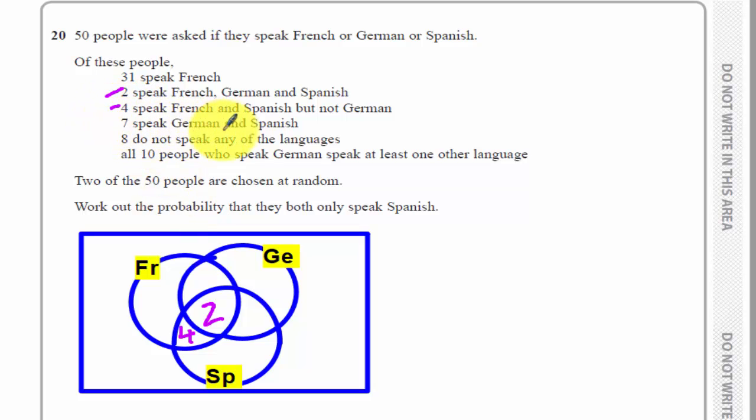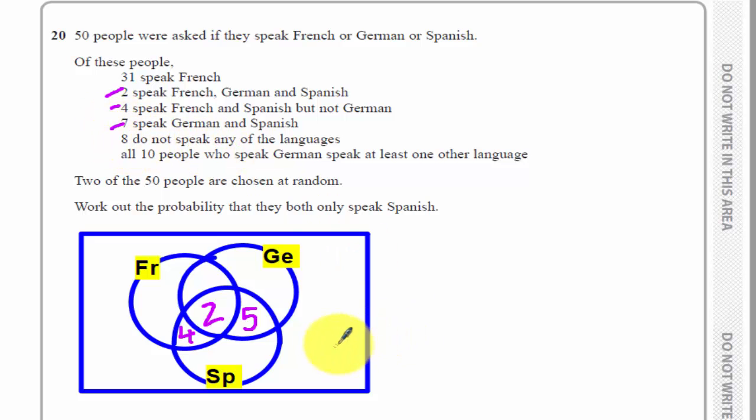7 speak German and Spanish. Now it's tempting here to put a 7, but it's actually 5 because you've got 2 already that speak French and German. You've got 2 already that speak German and Spanish. So there's now 7 that speak German and Spanish. Notice it didn't say 7 speak German and Spanish, but not French. If that was the case, this 5 would have to be 7. But it doesn't say anything about French, so the 2 people that speak all three are included.